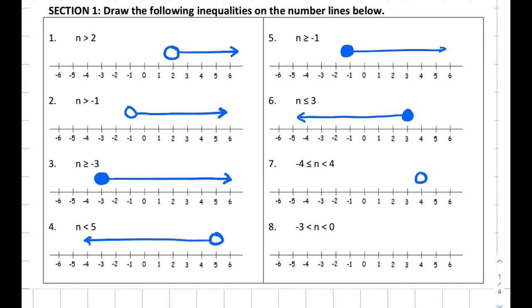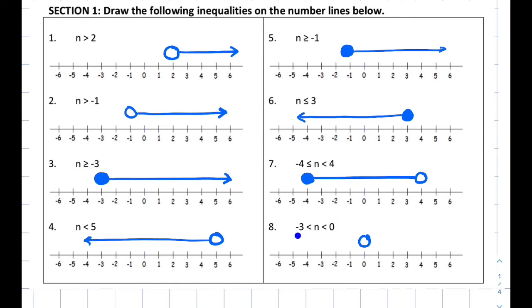And that means we'll need to draw a filled in circle at -4, but all the values of n are greater than or equal to those -4, but they're also less than 4. So we can just draw a line joining up those two circles. So we're representing all the values which are less than 4, but also bigger than or equal to -4.